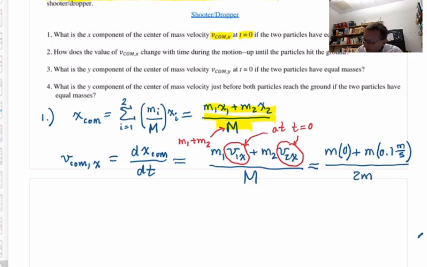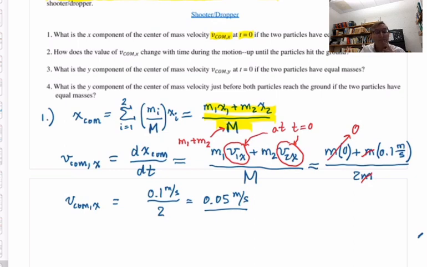Now, this first term is gone here. That's 0. And I have an m upstairs and an m downstairs, so those cancel. So what is left? What is VCOM x component at time 0? In the numerator, I have 0.1 meter per second, and in the denominator, I have a 2. So 0.1 meter per second divided by 2 is 0.05 meters per second. And that was represented in the animation by a horizontal red arrow.